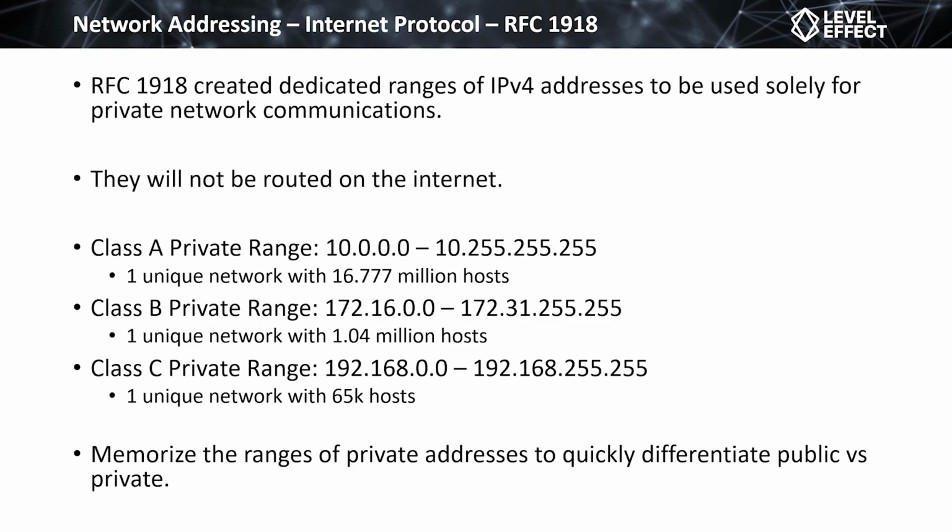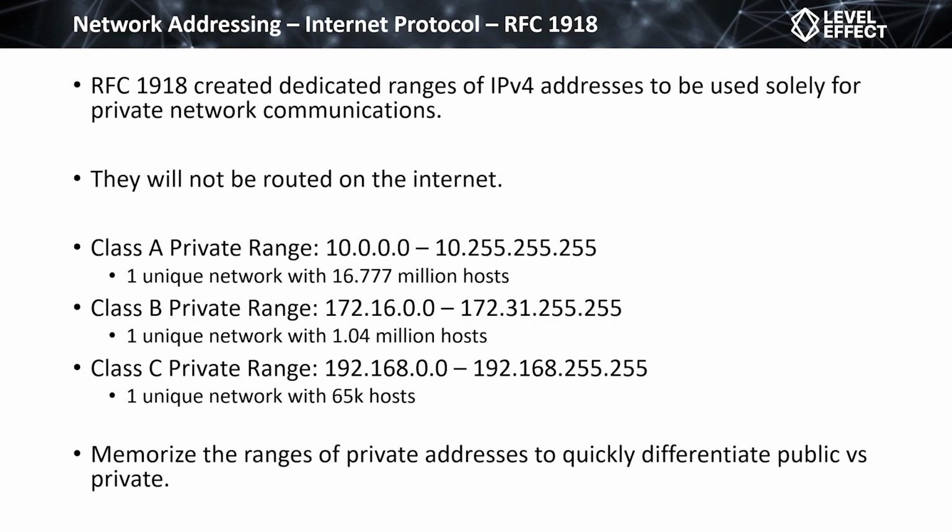Only 127 networks could be that size. Now with this private address, we can have an unlimited number of private Class A ranges of that size. Next, we have the Class B private range, which starts at 172.16.0.0 through 172.31.255.255.